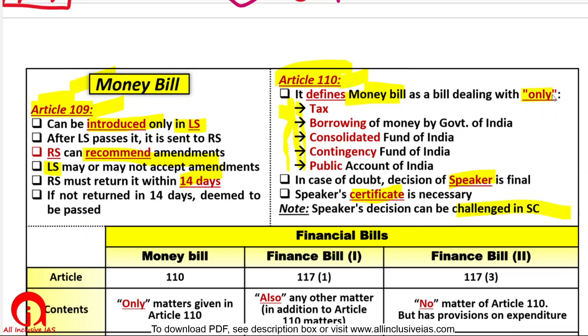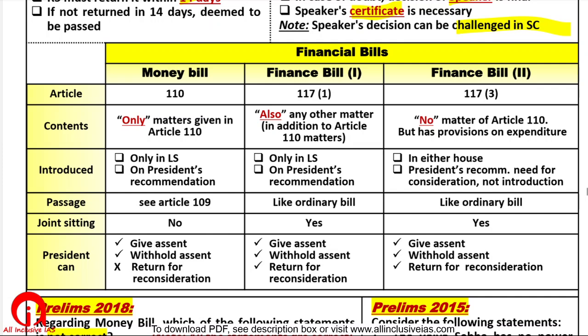Now what are these matters? These matters are taxation, borrowing of money by the government of India, not by the states, by the government of India, and anything that has to do with the Consolidated Fund of India, Contingency Fund of India and Public Account of India. I want to emphasize again, if the bill is dealing with any of these matters and also with some other matter, then it will not be a money bill. To be called a money bill, it should not deal with any other matter, it should deal only with these matters.